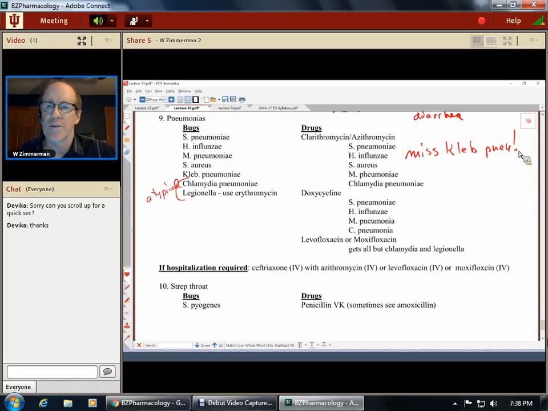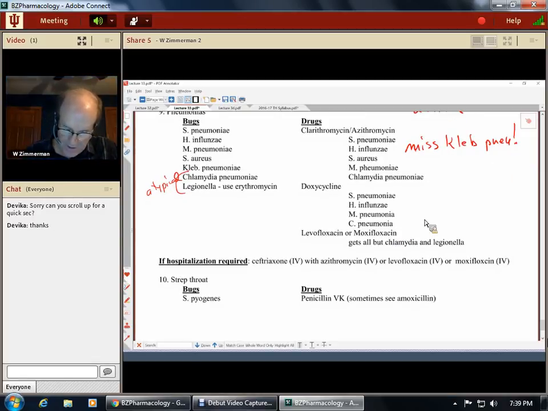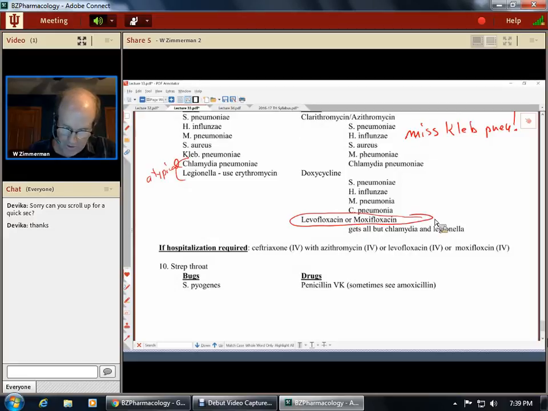Doxycycline doesn't do quite as well. It still gets used, as I mentioned, for a lot of suppressive therapy, but it gets the strep, Haemophilus, mycoplasma, chlamydia pneumonia. But look at this. Those quinolones get everything but the atypicals. So that's great coverage.